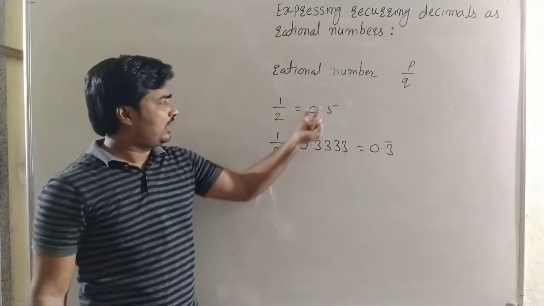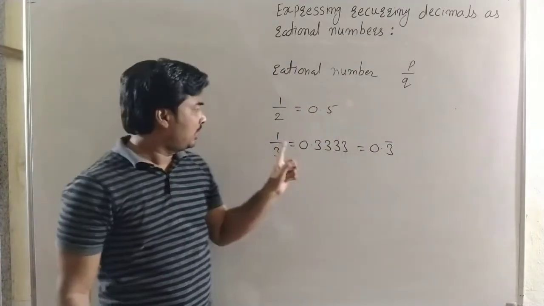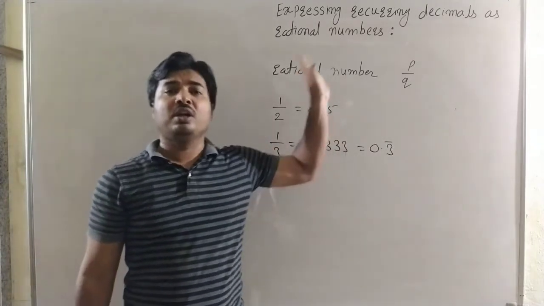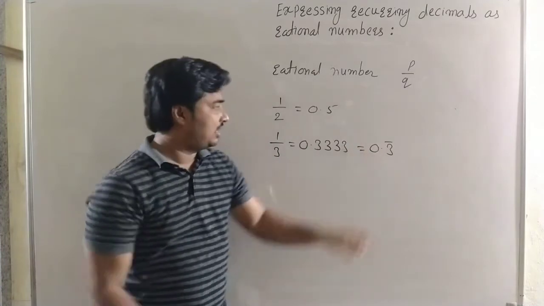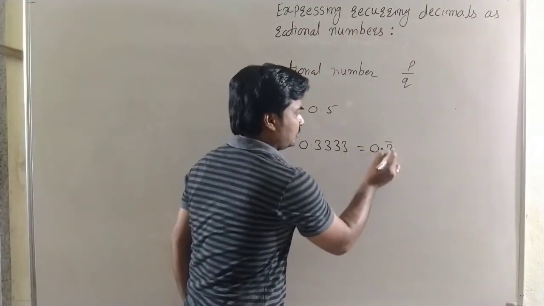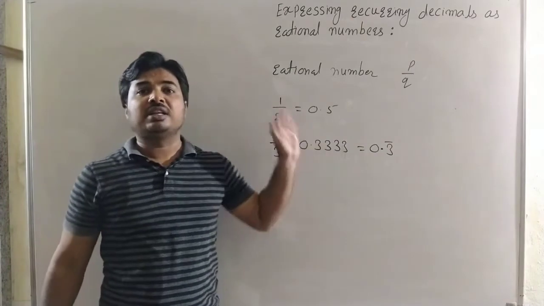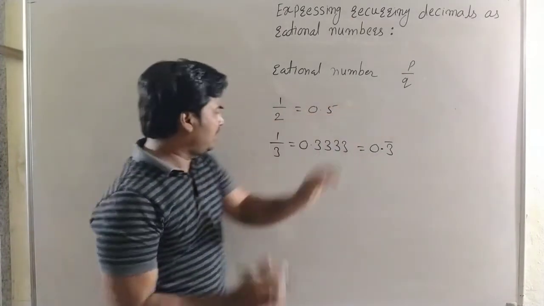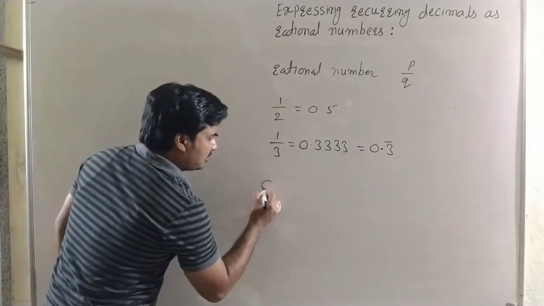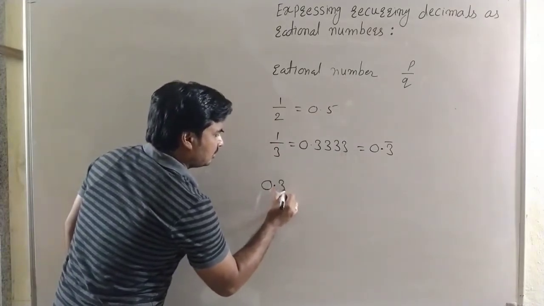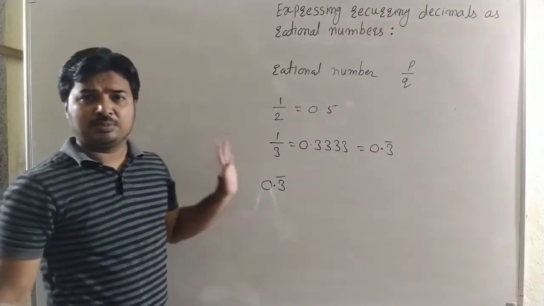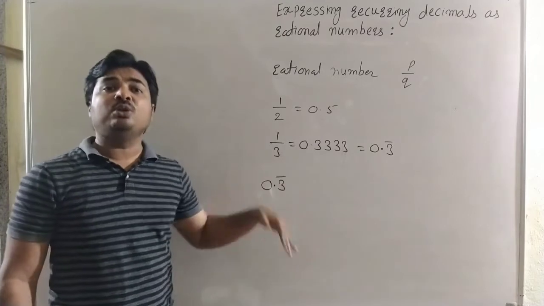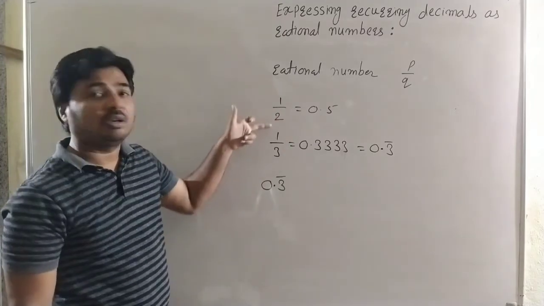Here 1 by 2 is exactly 0.5 and it stops there, but 1 by 3 is 0.33333 up to infinite times. So we can write this in the form of 0.3 bar. That means it is a recurring decimal. Now here it is given 0.3 bar, a recurring decimal. This recurring decimal converted into a rational number is 1 by 3.